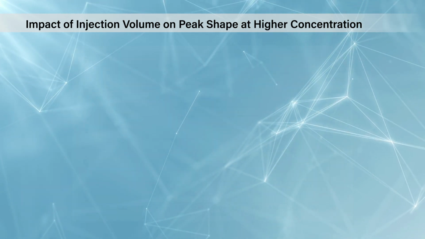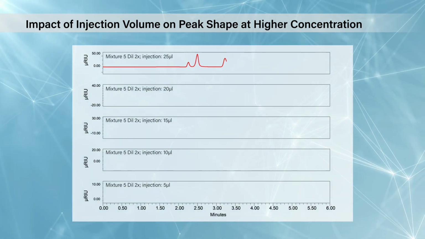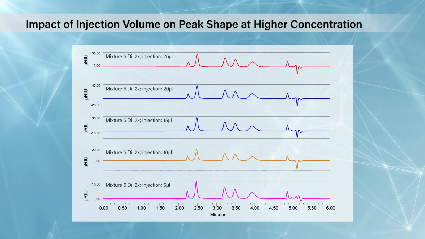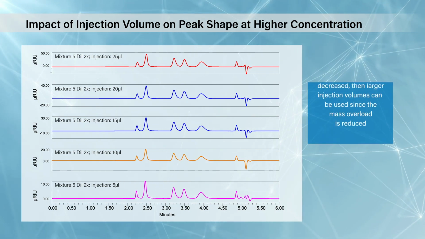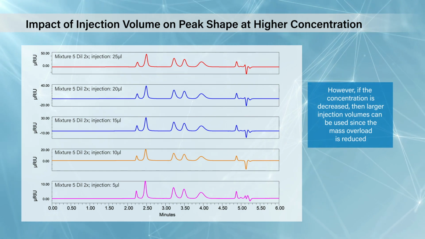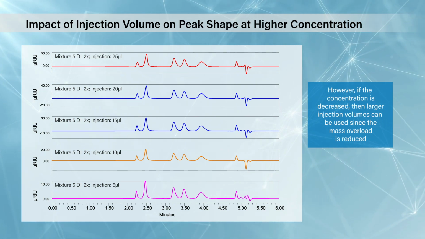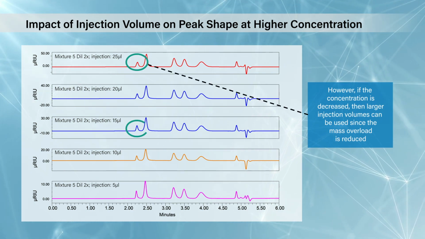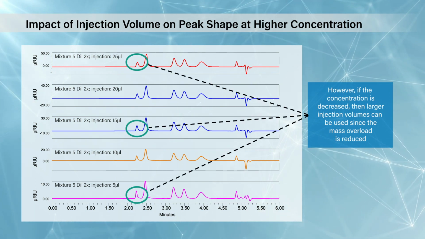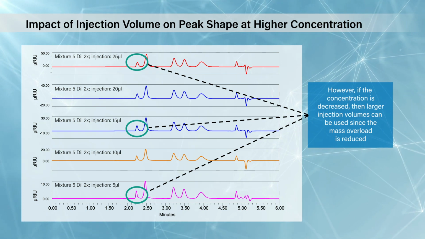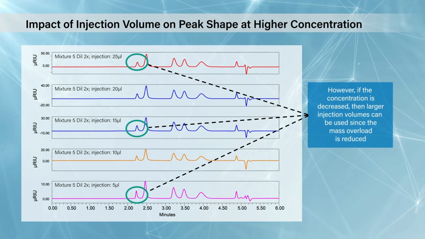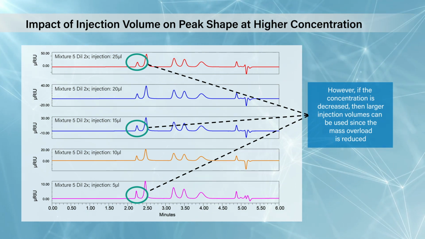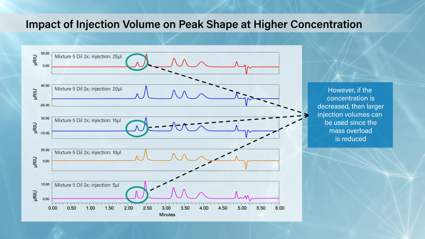Here we have similarly starting at the top 25, going down to the bottom of 5. If you decrease that concentration, then you can actually start to use larger injection volumes because the mass overload is reduced. So this is exemplified most in that middle section, whereas before you had, again, a poor peak when you had a high concentration. At lower concentration, it allows you to inject a bit more, and that 50 microliters one is now, again, a correct peak shape.